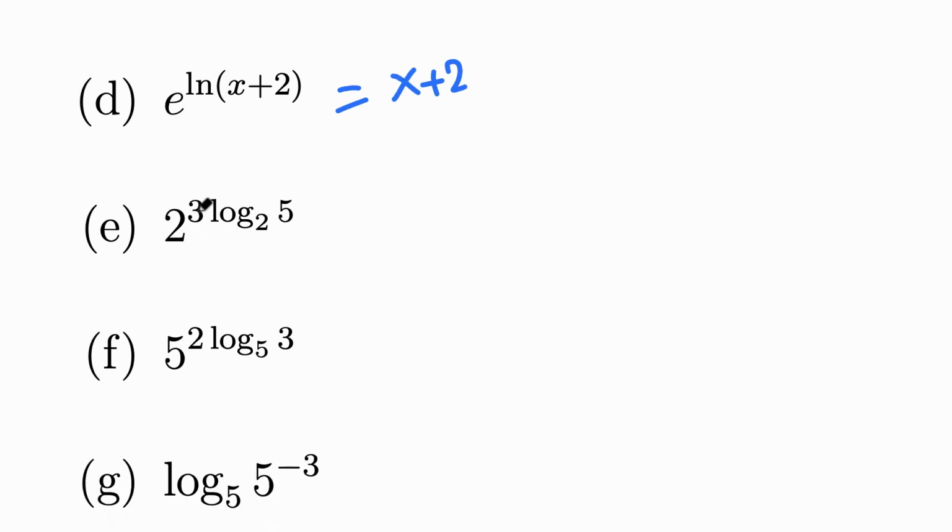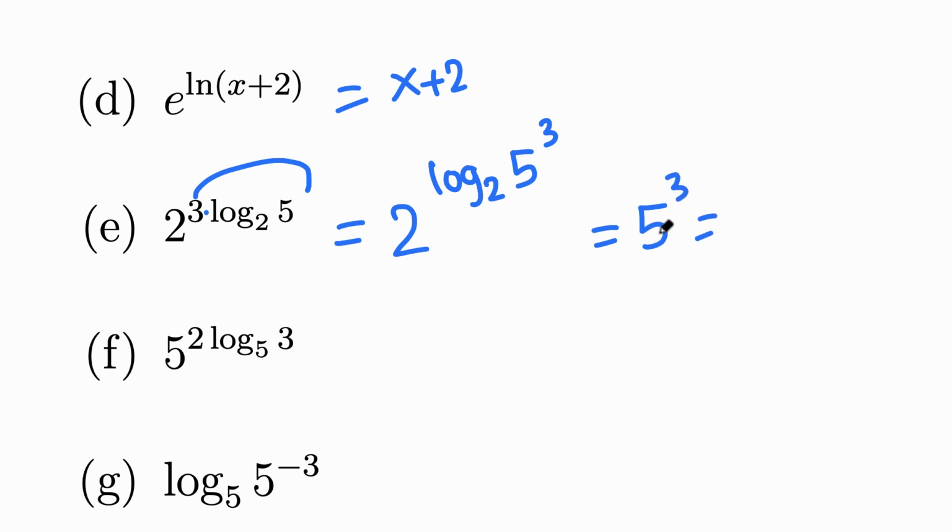Next, 2 raised to 3 log base 2 of 5, but this 3 is here, so we need to get rid of this 3. This 3 is a product in front of the log, so 3 goes here as a power, and we can rewrite this as 2 raised to log base 2 of 5 cubed. Now 2 and log base 2, their actions cancel because they are adjacent, so that leaves 5 cubed, that is 5 times 5 times 5, 125.